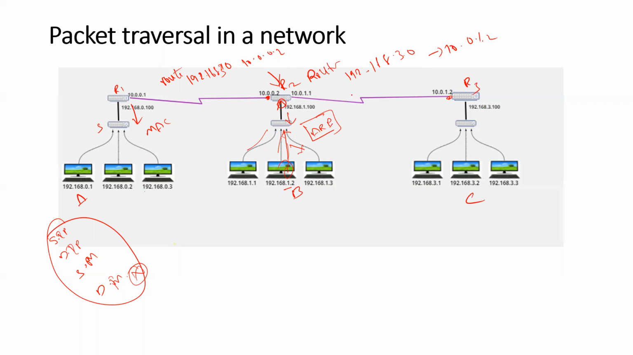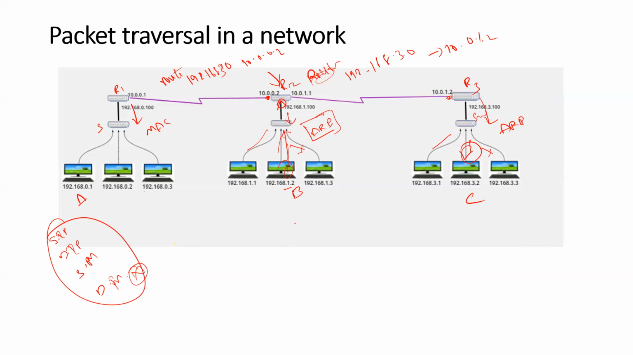Once it reaches router 3, it will remove this MAC address. Then it will send the traffic to this switch, and for the first time it will broadcast. Once you have this ARP table, it will send directly to this computer. This is how the packet traversal works in the network. Is it clear?